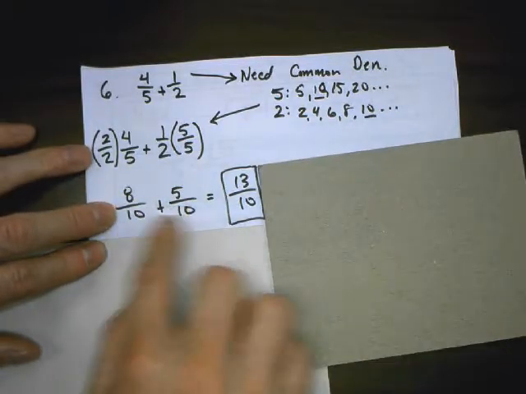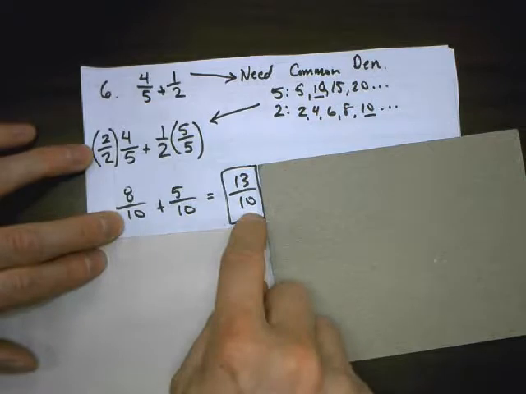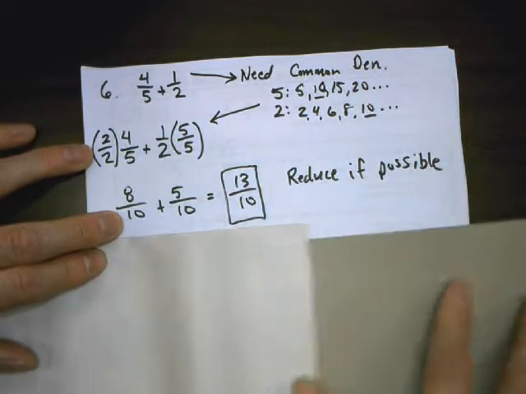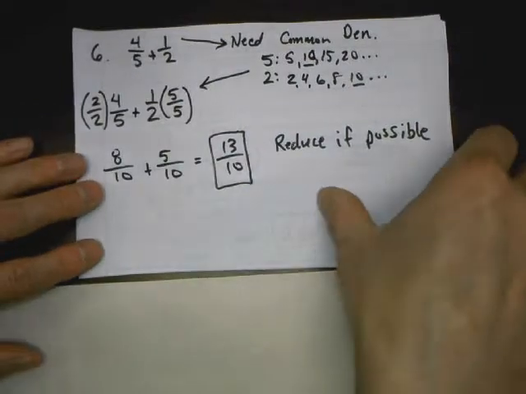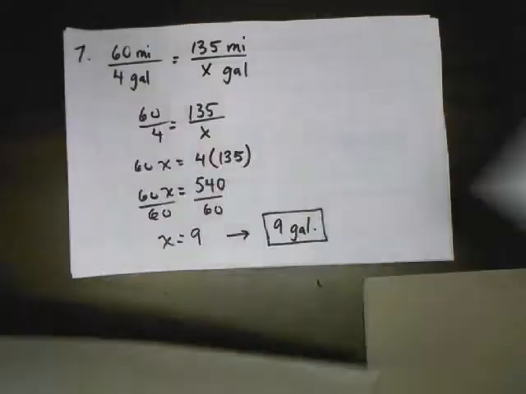8 plus 5 is 13. We don't add the bottom numbers because that's the size of the pieces. And then if I need to, I can reduce. This is already reduced. If I have to, I can convert by dividing in and out.